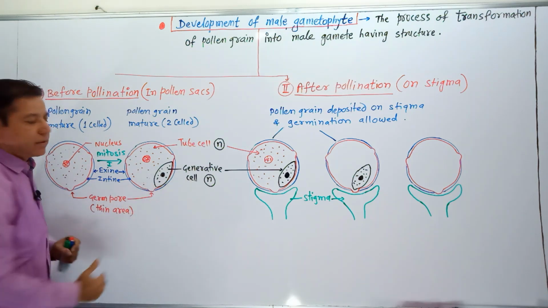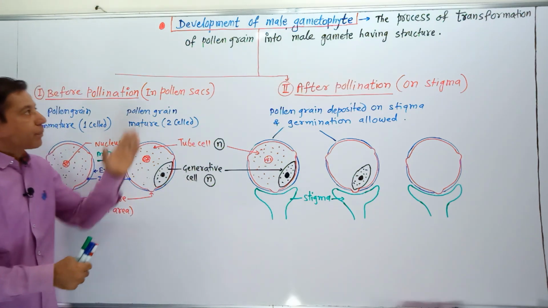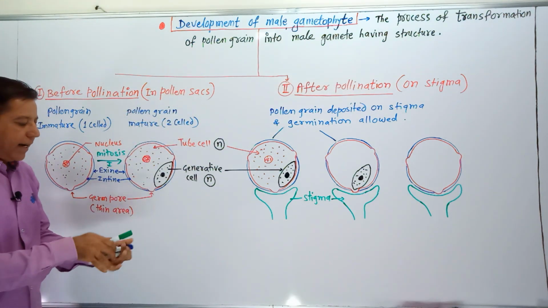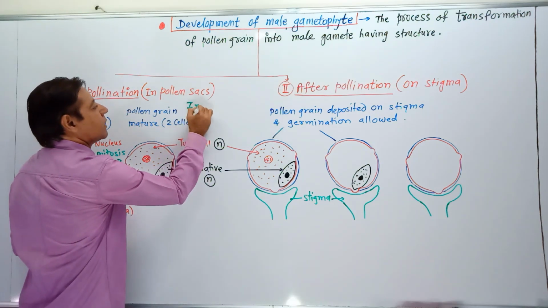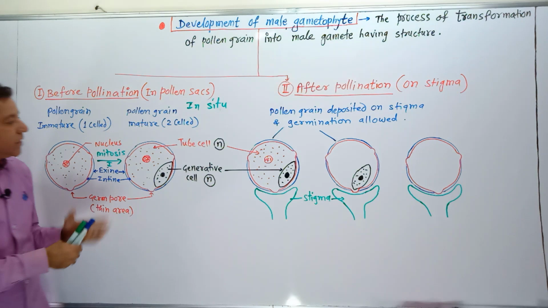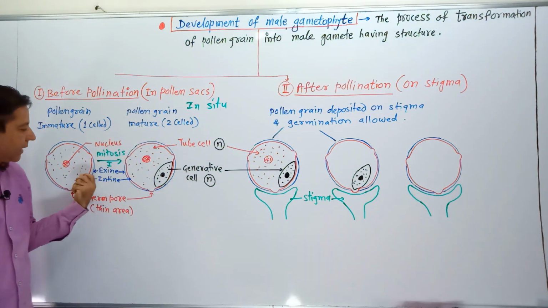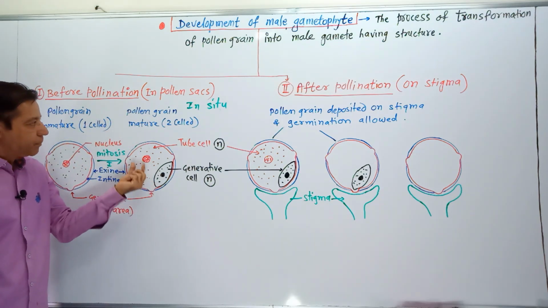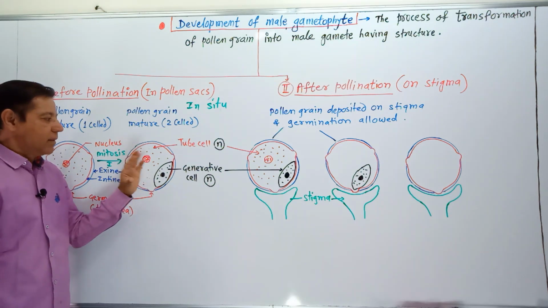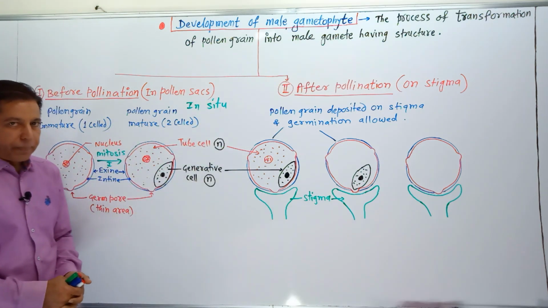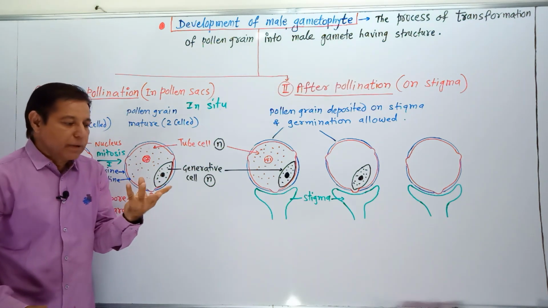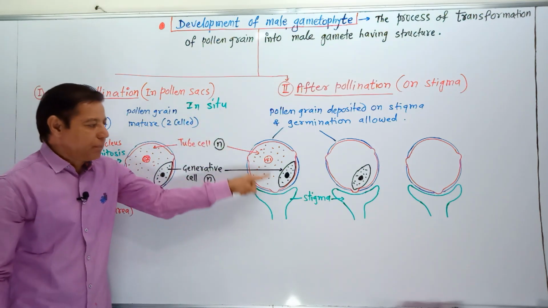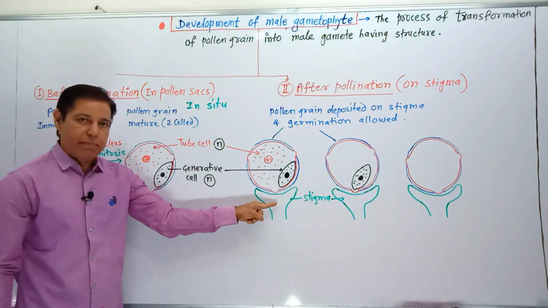That is the first step of the development of male gametophyte inside pollen sacs. That is why it is also called in situ. It is an in situ process, meaning the pollen grains show mitosis within the pollen chambers and the immature grain becomes matured. Now the two-celled pollen grain is ready for pollination. When the anther bursts, it dehisces, and then the mature pollen grain is deposited over the stigma of the pistil or carpel.